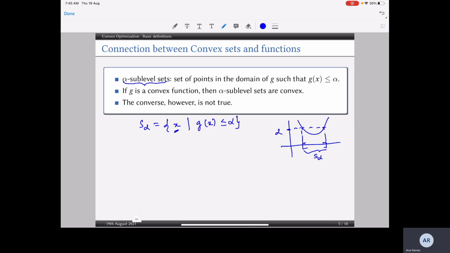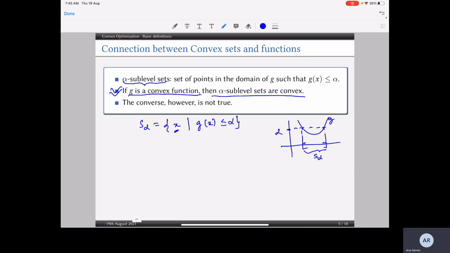But for our understanding, an observation we have is that if G is a convex function, then all alpha sublevel sets are convex. The converse, however, is not true, because we have several non-convex functions for which all alpha sublevel sets are convex. When we say convex set, we are looking at the domain of the function.